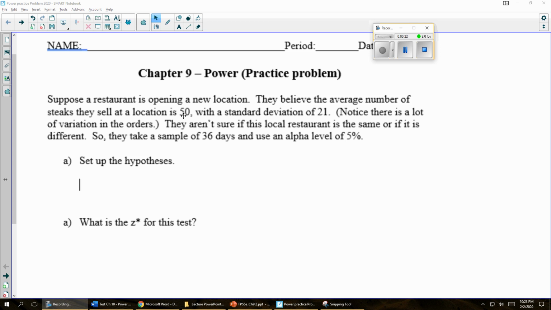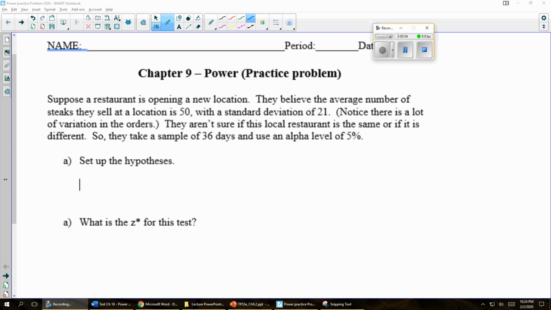It might also help you see it's probably not a normal distribution because I really can't go 3 standard deviations above and below the mean. Fortunately, I have a decent sized sample, so I'm probably going to be in good shape, although we don't normally or typically check the conditions on power problems. They really still apply. It says they aren't sure if this local restaurant is the same or if it's different than the others. So they took a sample of 36 days and used an alpha level of 5%.